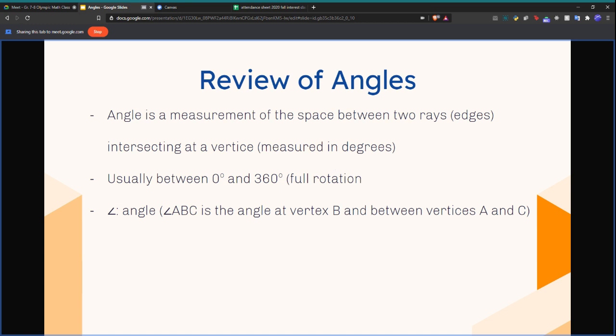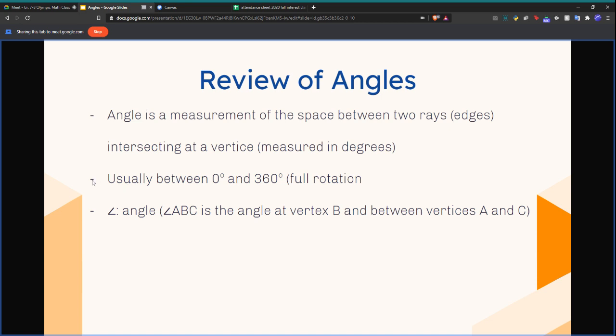Basically, an angle is just a measurement of the space between two rays. We also call them edges, but they're usually called rays just because they form an angle. So it's a measurement of space between two sides intersecting at a vertex. And an angle is usually measured in degrees. It's just like a superscript, or you can call it exponent 0. But it's not exponent 0, of course.